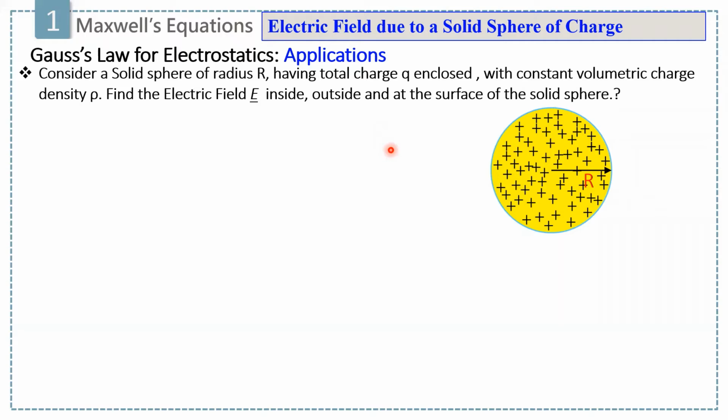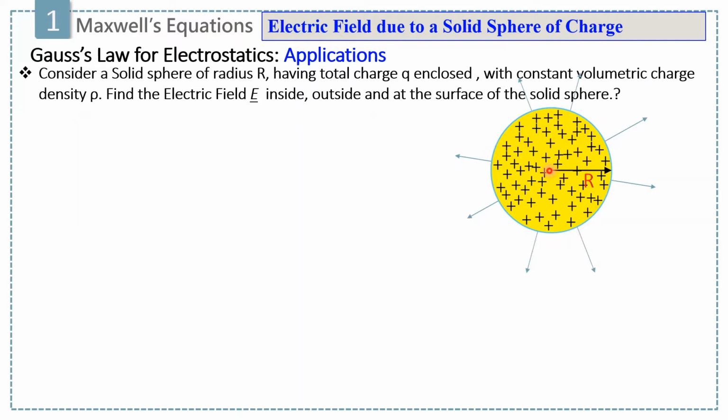Now in this lecture we consider a solid sphere of radius R having a volumetric charge density rho, and we want to find the electric field inside, outside and at the surface of the solid sphere. And we assume that the electric field is everywhere radial and is spherically symmetric.